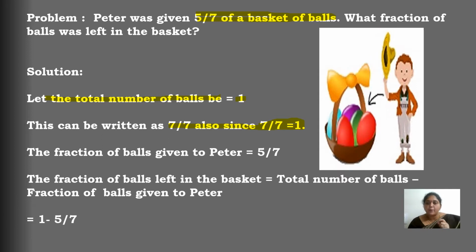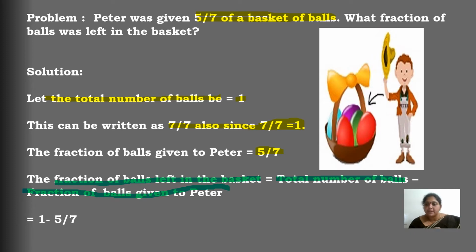The fraction of balls given to Peter is 5 by 7. What is the question asked here? How many are left in the basket? Left means we have to do subtraction. So the fraction of balls left in the basket is equal to the total number of balls minus the fraction of balls given to Peter. What is the total number of balls here? 1 minus 5 by 7.